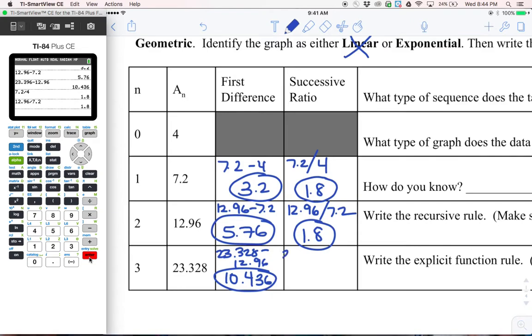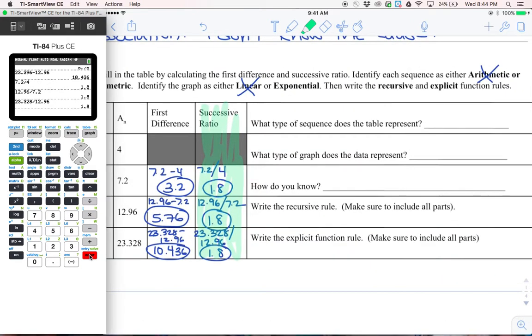And just the last one to check, we're going to divide by 12.96. All right, 23.328 divided by 12.96. And we get, hopefully, 1.8. Yes, all right, we get 1.8. So because our successive ratios were constant, this is how we answer all the questions to the right.